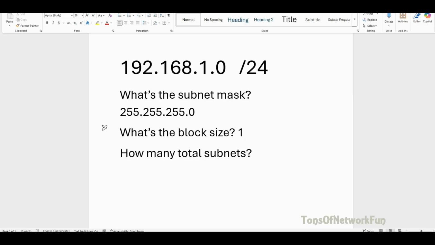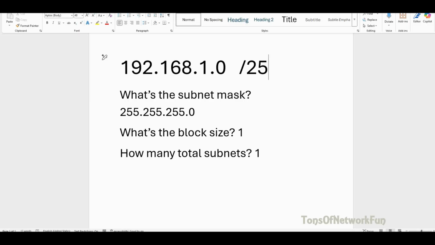It just goes from 1.0 to 1.255, and total subnets again is just 1 in this example. But as soon as we change it to 25, this is now a different ball game. Now we need to find out the subnet mask, block size, and how many total subnets.